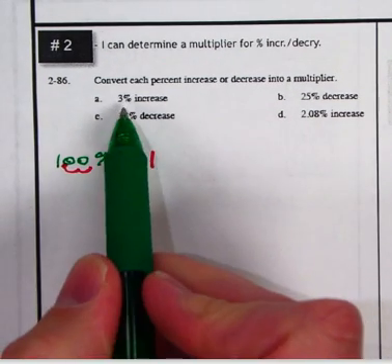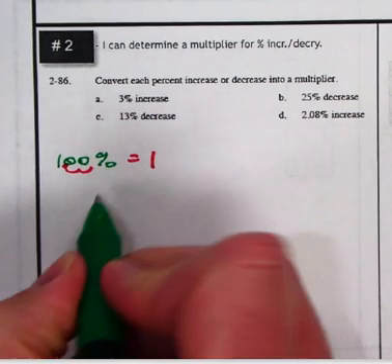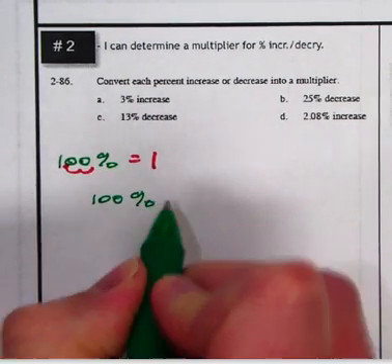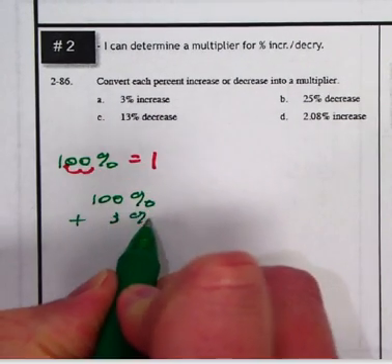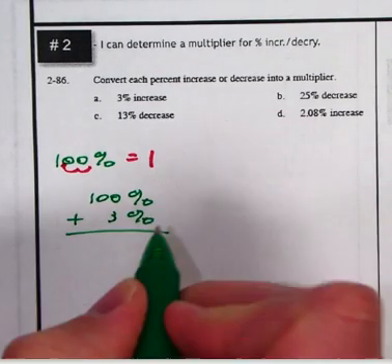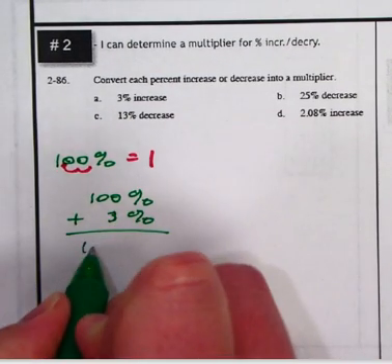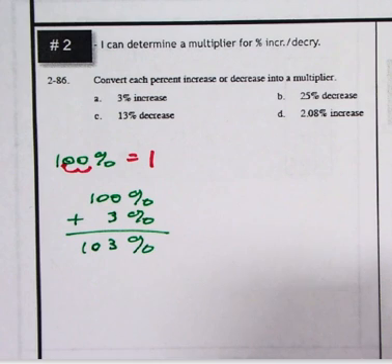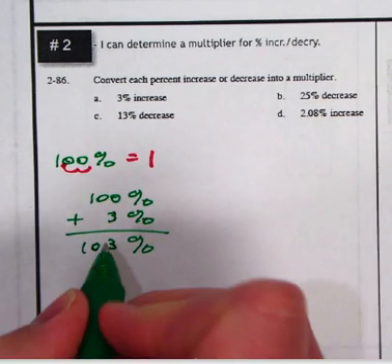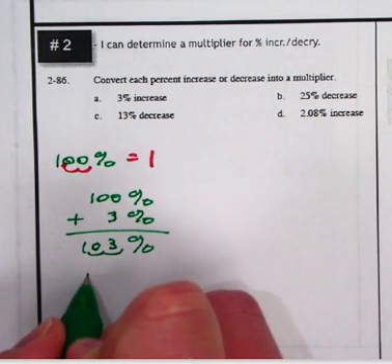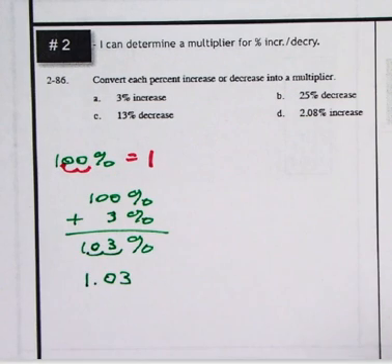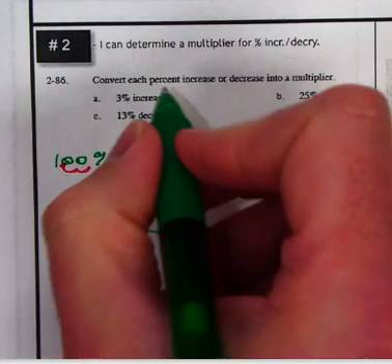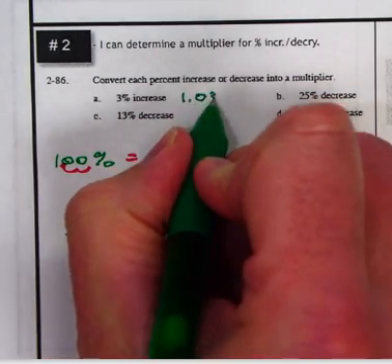Now what's cool about this is if I do a 3% increase, that's like having 100% plus an extra 3%, whether it's a tax or something added on, an increase of some kind. I'm now at 103% of that item, or amount, or quantity. Then I just move the decimal back 2 places. The multiplier that I would use in the equation is 1.03. You can do this process for moving up and down from 100% each time. So the correct answer to this would be 1.03.